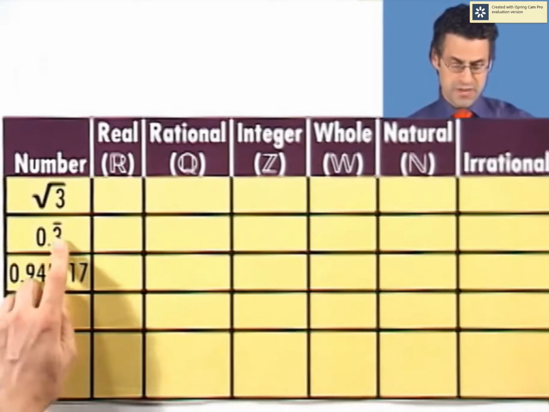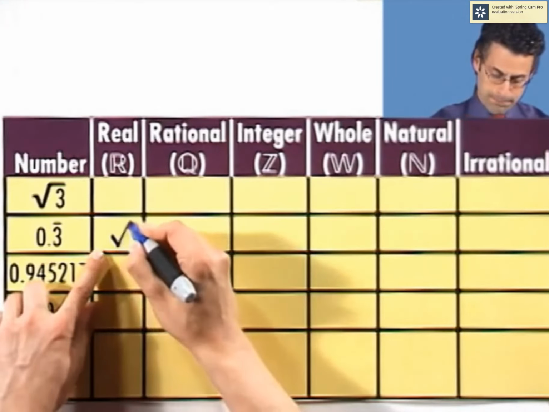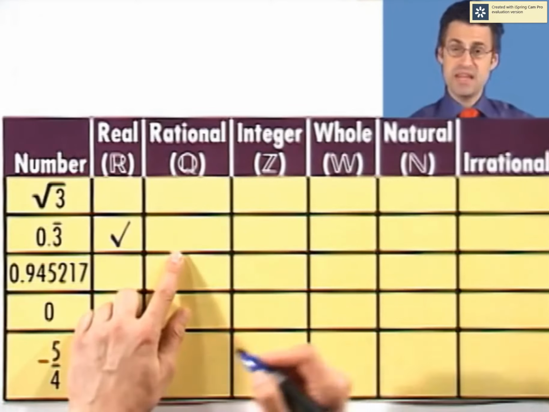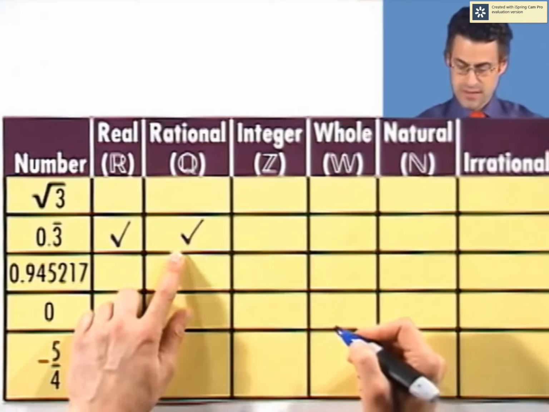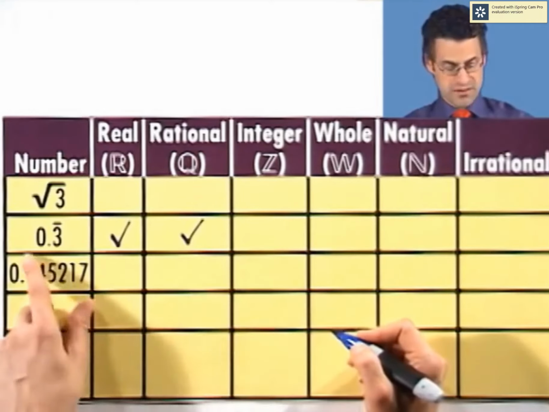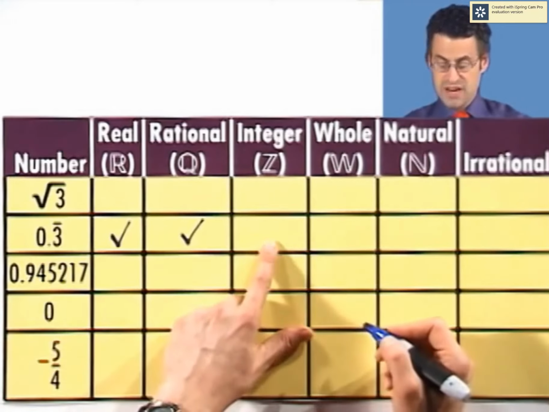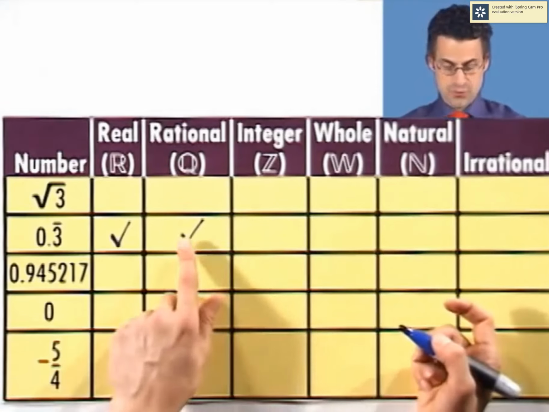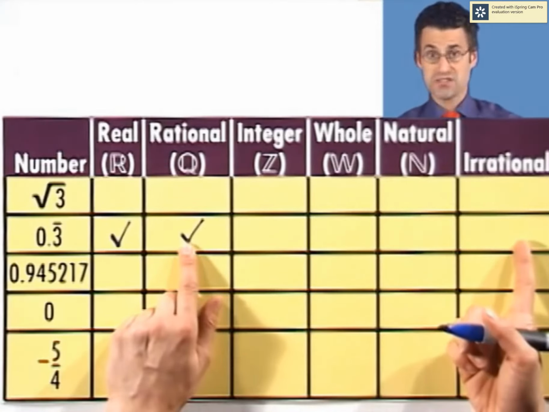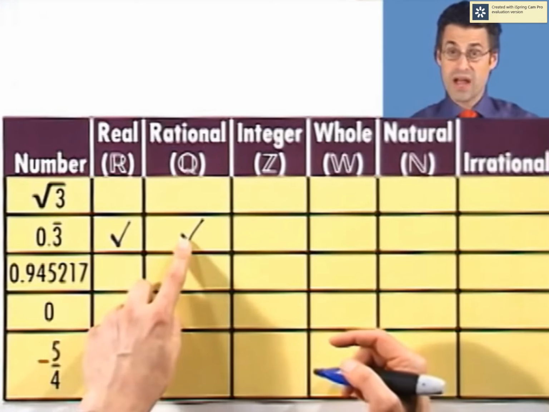So 0.3, now that bar, remember, means that it's 0.3333 repeating forever. It's a real number. And since it repeats forever, this decimal expansion, it's a rational number. But it's not an integer because there's this decimal part to the right of the decimal point. So it's not an integer, and therefore it's not a whole number, it's not a natural number, and since it's rational, therefore it's not irrational. So 0.3 with a bar is a real rational number.